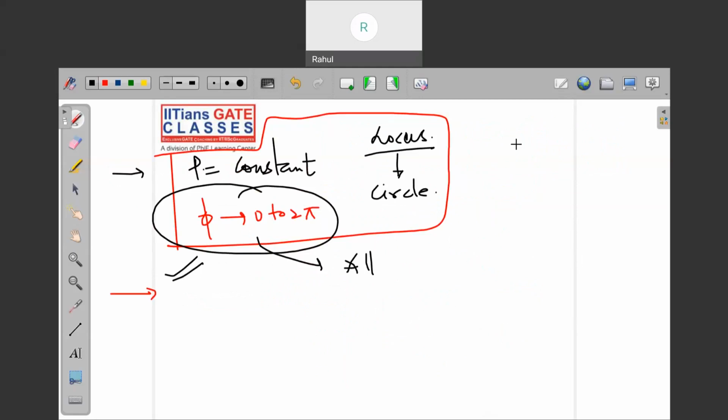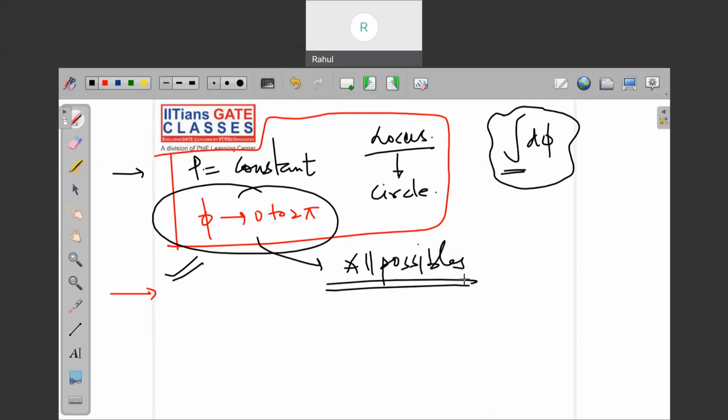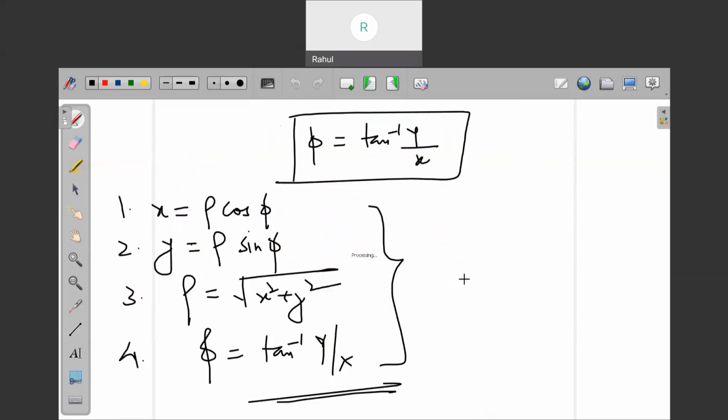So mainly in case of differential length, when you integrate d phi, the limits of integration will be taken care of by these limits, 0 to 2 pi. So all possible values, right? Remember, this is the range.